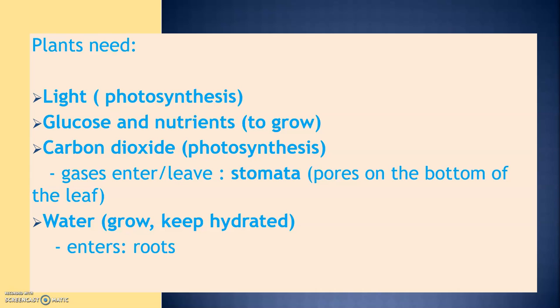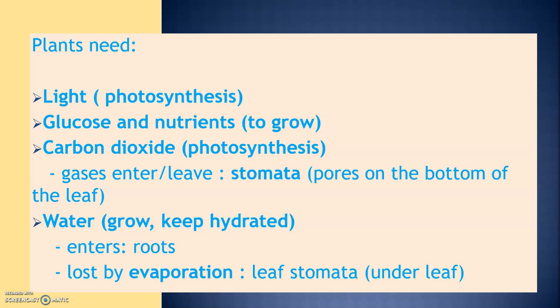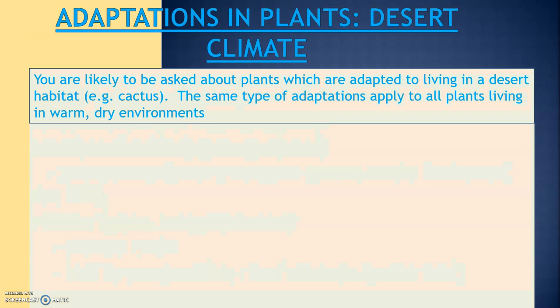Water enters through the roots through the process of osmosis, and is lost by evaporation through the leaf stomata under the leaf. So these are the things that plants need to survive. Now, adaptations in plants, desert climates. You are likely to be asked about plants which are adapted to living in the desert. Most exam questions about adaptation of plants talk about plants in the desert, for example, cactus. The same type of adaptation actually applies to all plants living in warm and dry environments, which makes life easier for you when you're answering the exam questions. You just need to know about these adaptations.